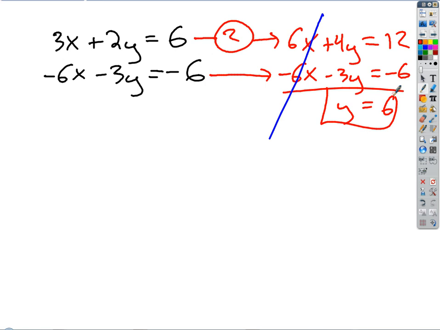Now, what do I do to solve for x? In the first one. Okay, I plug it back in. Okay, but here's the question. I plug it back in. Where? The first one. Oh, okay, good.